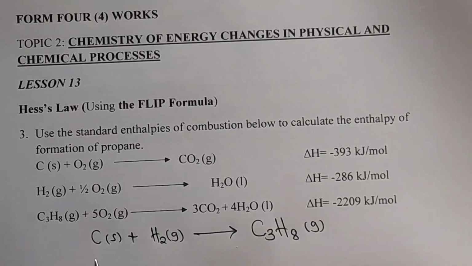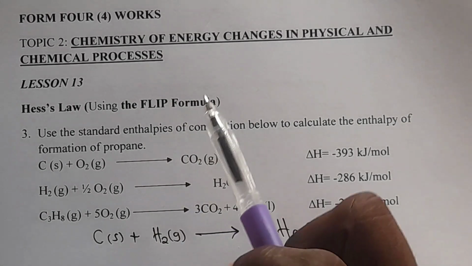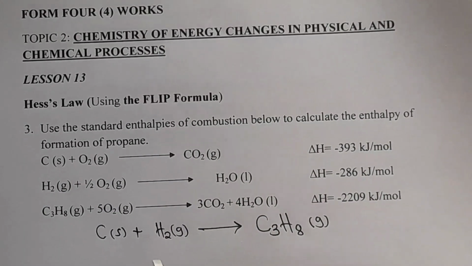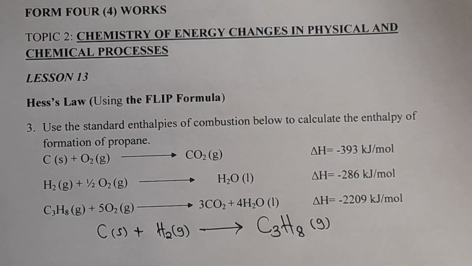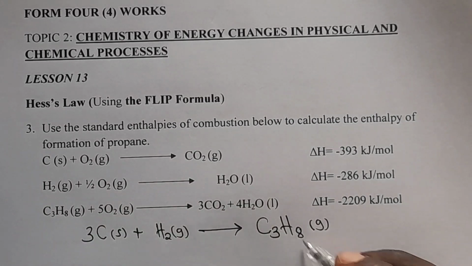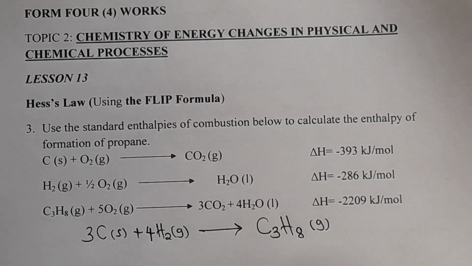This is our demand question, because we said for you to do Hess's law using the flip formula, you are supposed to have your demand question. Check, we have not balanced the equation. We have 3 carbon on the product side, so we have to put 3 on the reactant side. We have 8 hydrogen on the product side, so we have to put 4 hydrogen molecules, so that we have 8 atoms of hydrogen on the reactant side.